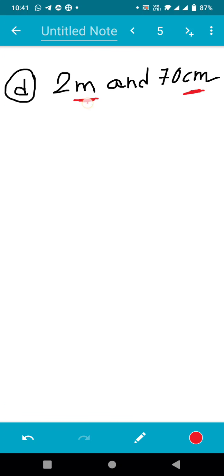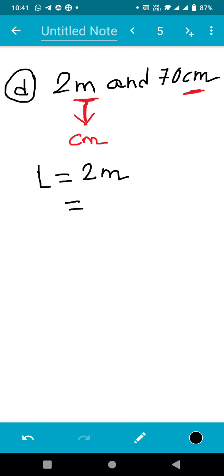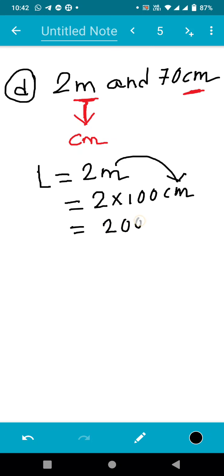Okay, so in this case the first value has a meter unit, and the second value has a centimeter unit. So we'll convert this meter to centimeter form. Fine, so let's do it. The value of length is given 2 meter. According to the conversion rule, 1 meter is equal to 100 centimeter. So we'll multiply 2 with 100, so that we can convert the meter form to centimeter form. Okay, so it would be 200 centimeter. Now what is breadth given? Breadth is given 70 centimeter. Okay, so now let's write the formula of the area of a rectangle then.